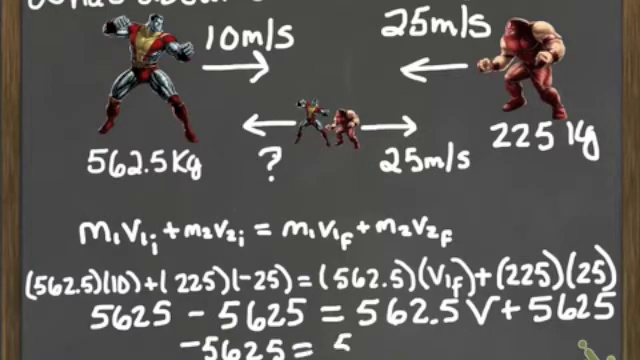And we get a bunch of 5, 6, 2s, and 5s. We're going to get negative 5,625 equals 562.5 V. So when I solve that, I get that Colossus is going 10 meters per second towards the left. So he bounces off at the exact same speed that he started, but in the opposite direction. And that's it. That's a completely elastic collision.